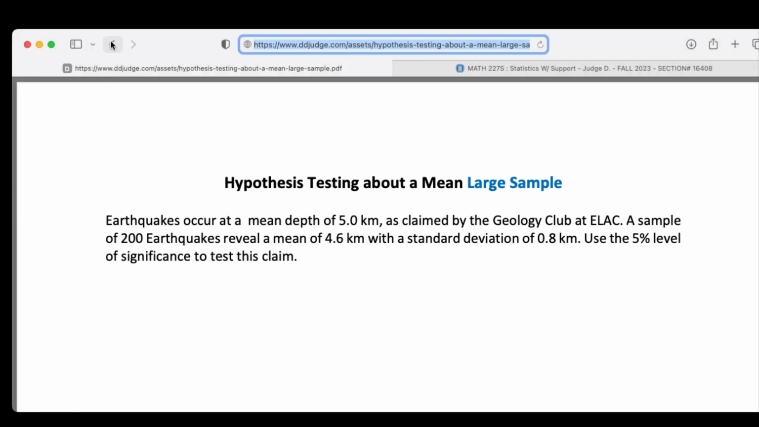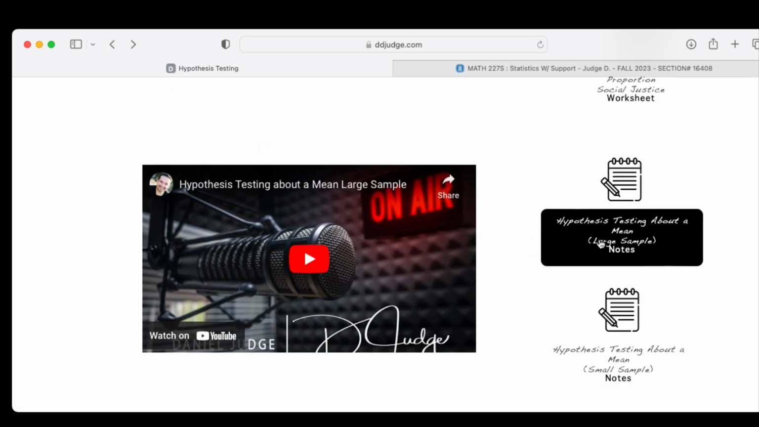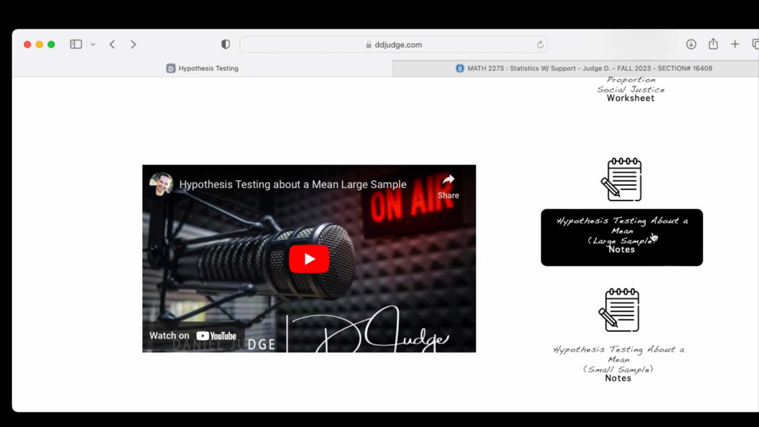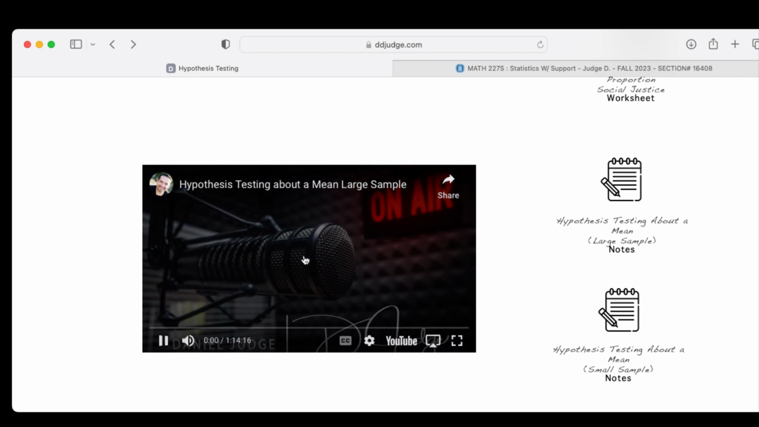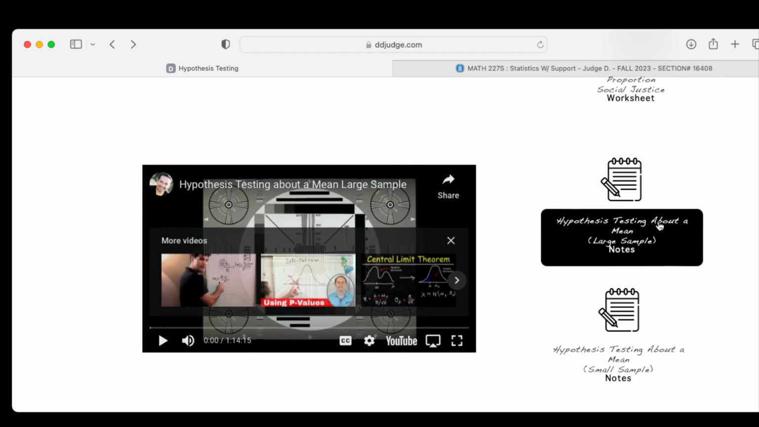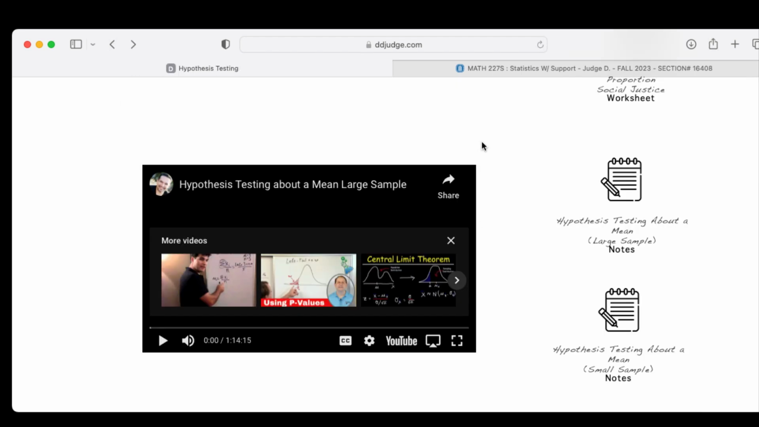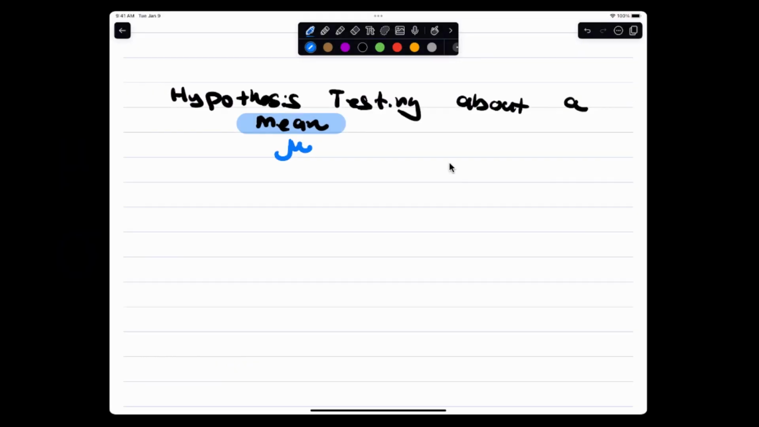And what I want to also say, if you guys want to see me do these examples in the notes, they're right here. The video's right here. It's like video notes. That's the video version of the notes. It's hypothesis testing about a mean for a large sample. So you get to see all these examples in the notes, okay? But what I'm going to do here is give you new examples. I'm going to make that up, so you can compare and contrast if you want extra examples here.